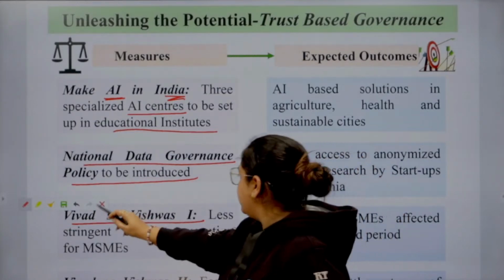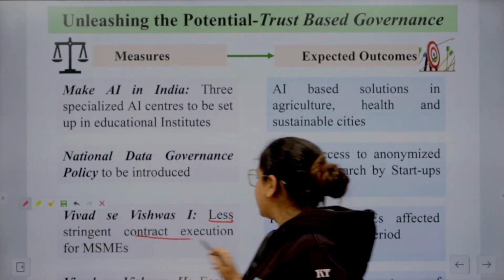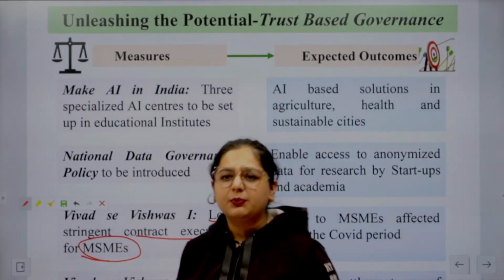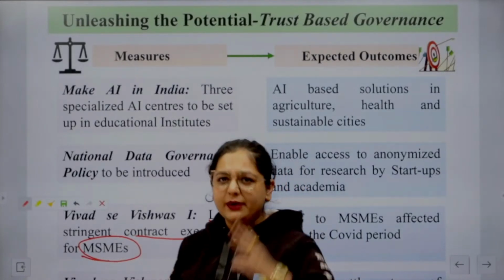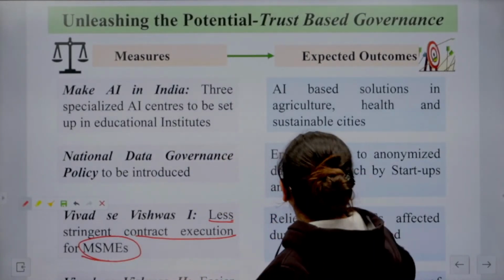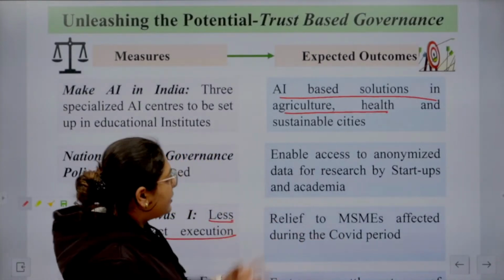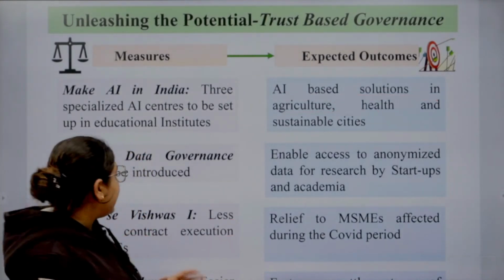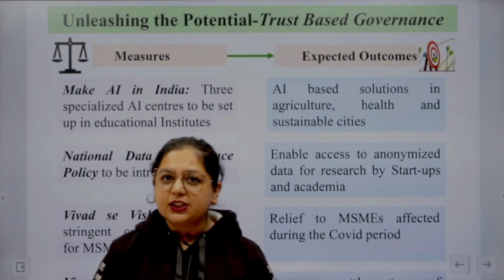Vivad se Vishwas, right? Vivad se Vishwas is again being projected, which is a less stringent contract execution for all the MSMEs. Even there are a lot of documentations when we talk about starting up a business, so here there will be less documentation and less stringent documentation executed for all the MSMEs, right? So AI based solutions will be proactively projected in agriculture, health and sustainable cities, right? This is basically to give a boost to the MSMEs of India so that we can increase the potential, increase the employability, our startup ecosystem, and our businesses should be more sustainable. So this is basically for that, right?